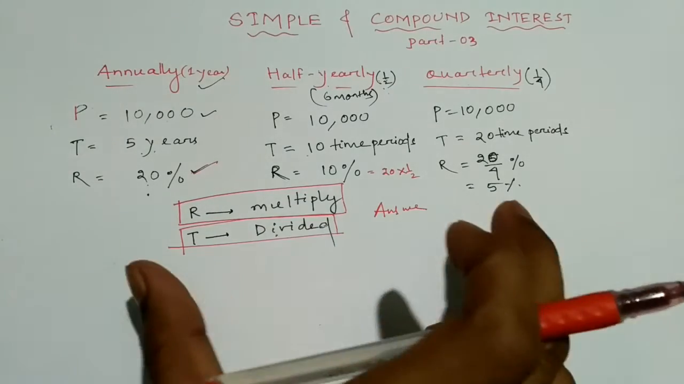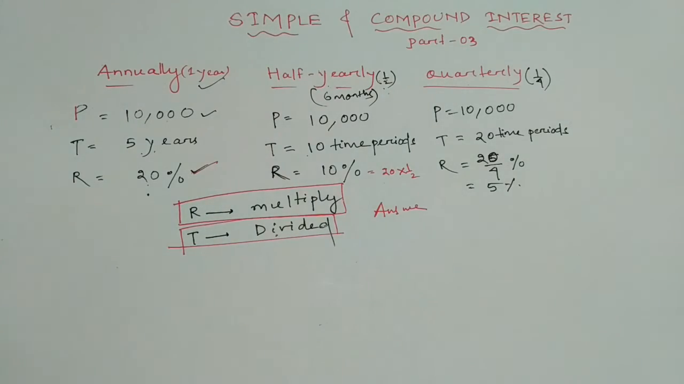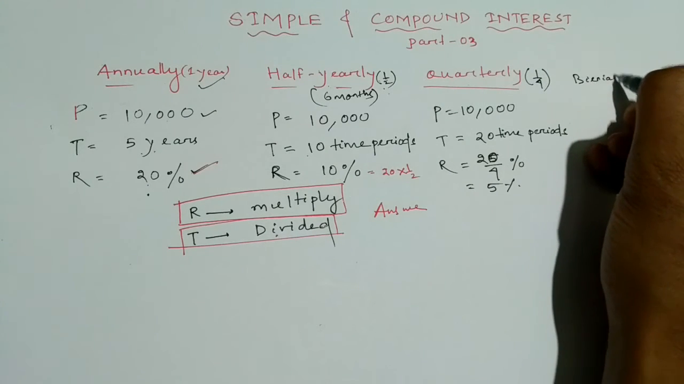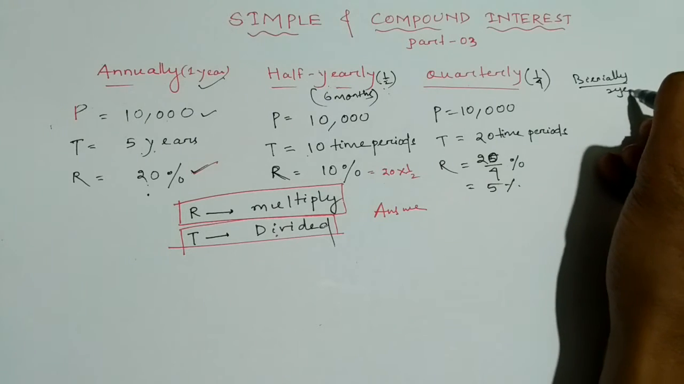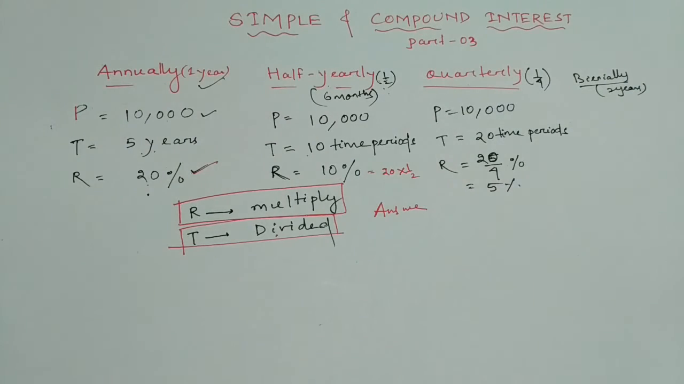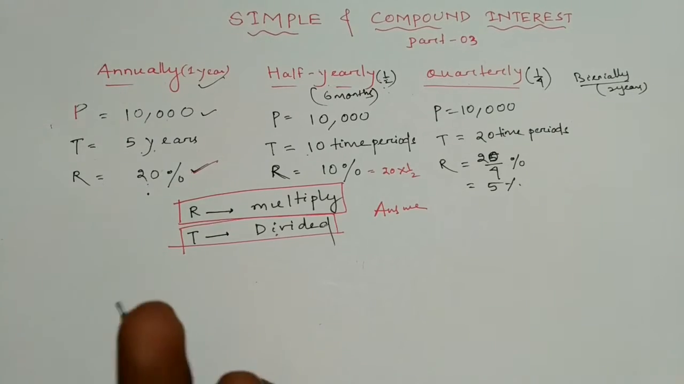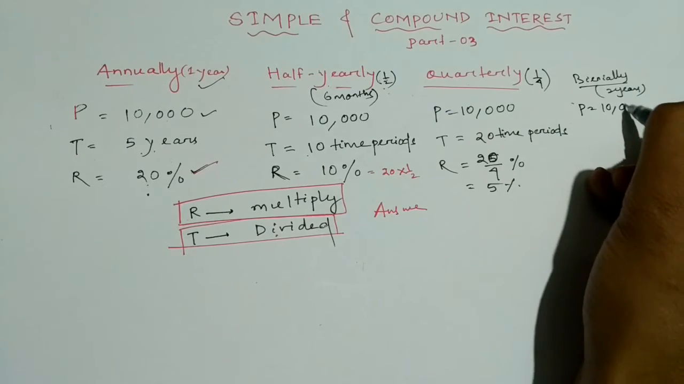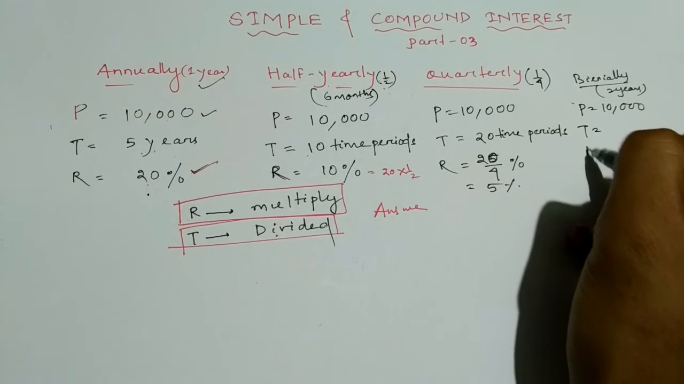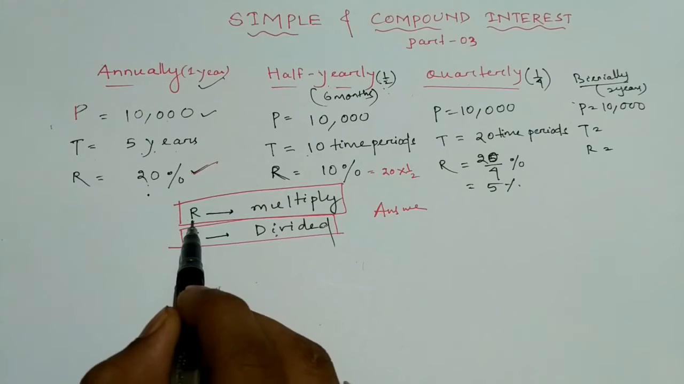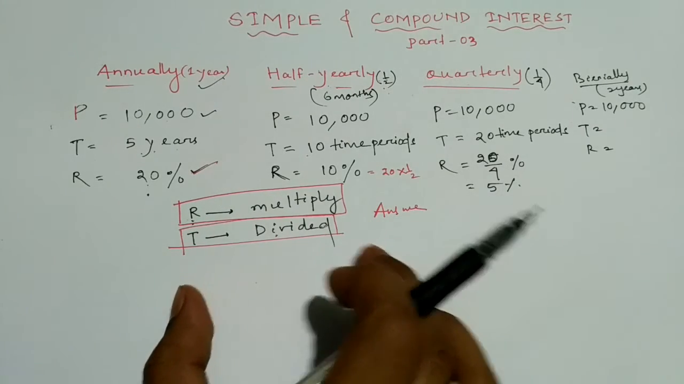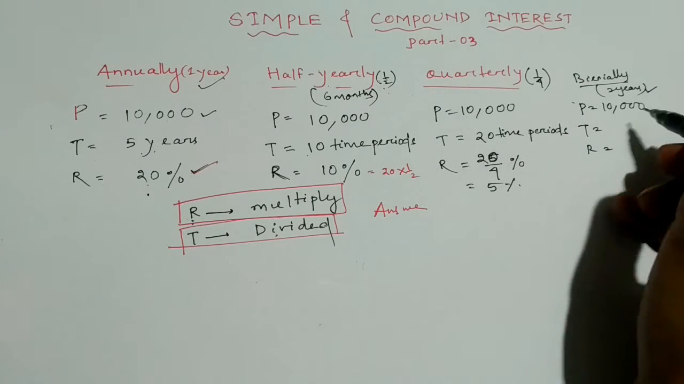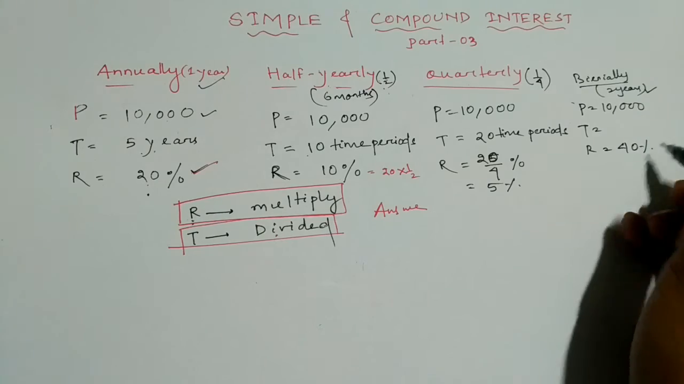But let me tell you one thing: if it asks me to find out biennially, that is for 2 years. So how to find out biennially? As I said, principal will remain the same for all, but time and r will be different. If we have to find r, then multiply. If r is 20% here, biennially means 2 years, so 20 into 2, that is 40%.